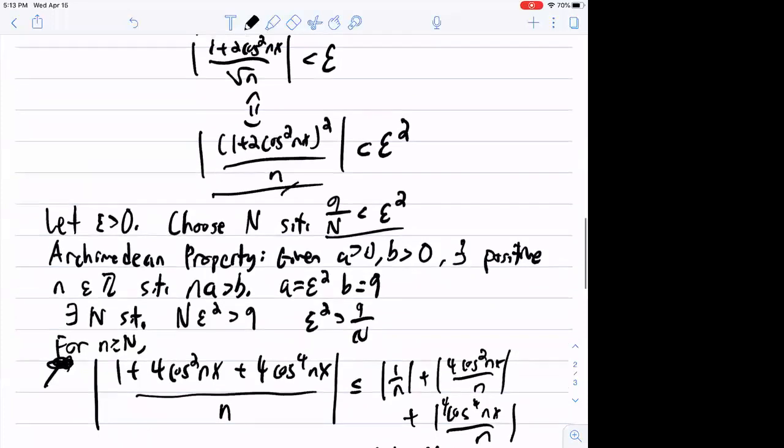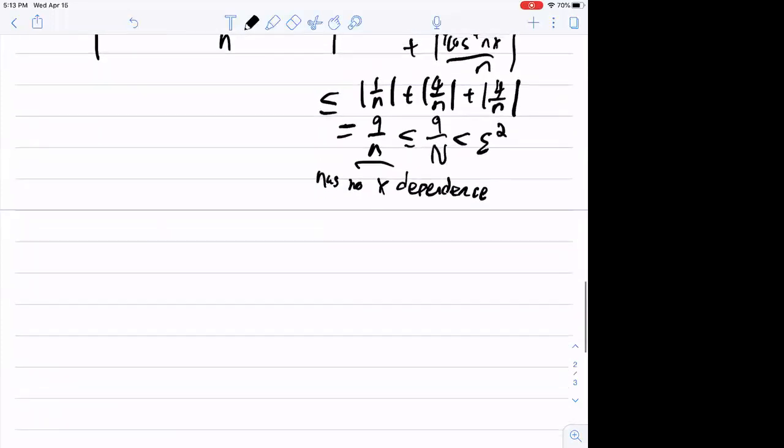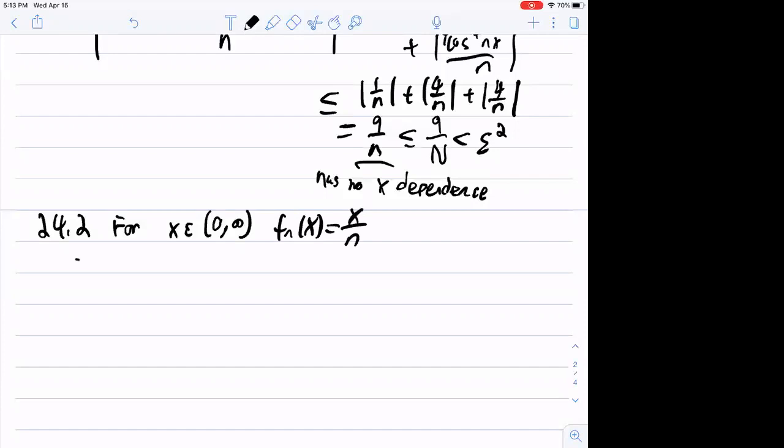So yeah, we showed this. That's the first example. Now let's show something that is maybe not uniform, but pointwise. I'll do 24.2. I actually wrote the problem down. For x in 0 to infinity, let's do fn of x is x over n. Let's show at least pointwise it converges.